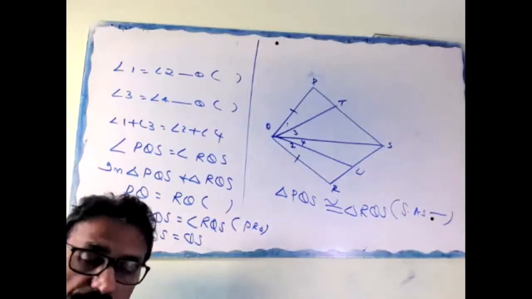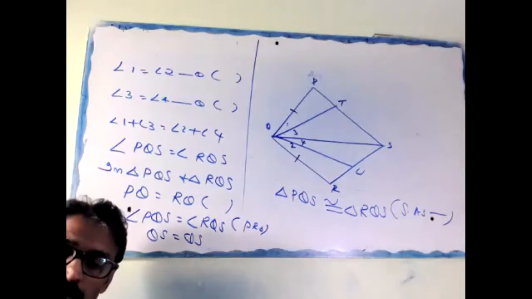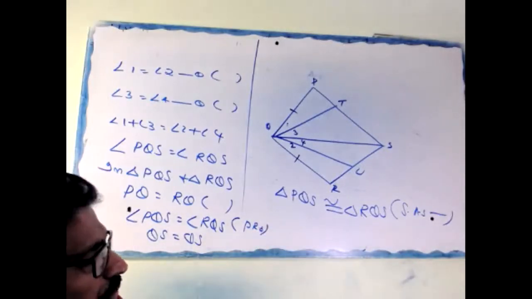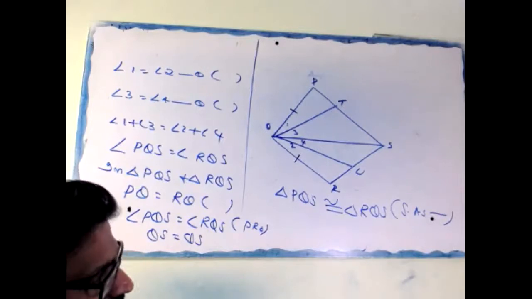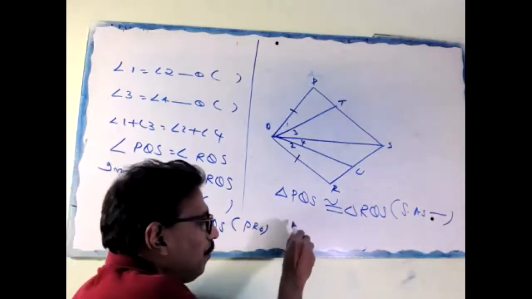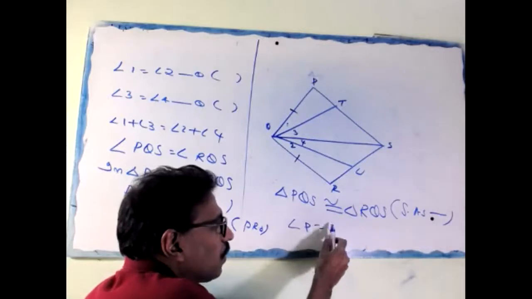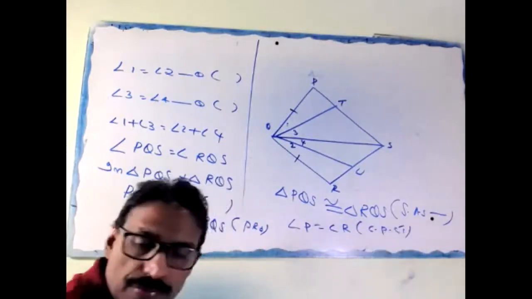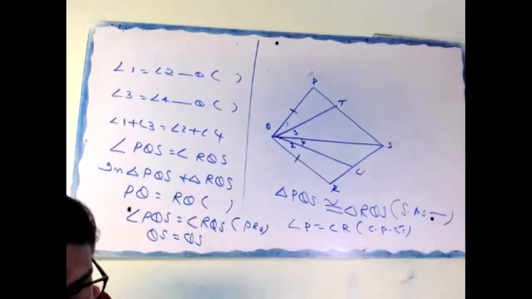After this, look, we got triangle PQS congruent to triangle RQS. So angle P equal to angle R, CPCT.